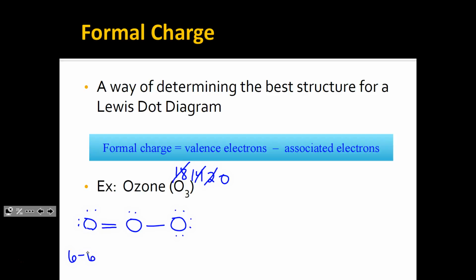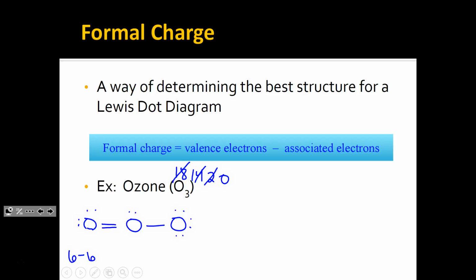Now, if that was confusing to you, and it may be confusing for a little bit, it'll make sense, I promise. Here's another way you can think about it. How many things are touching that oxygen? You've got 4 dots and 2 lines. So total, you have 6 things touching that oxygen. That represents 6 associated electrons. That's another way you can think about it.